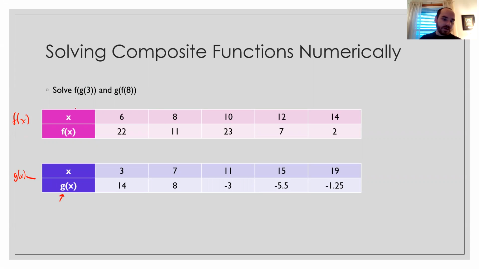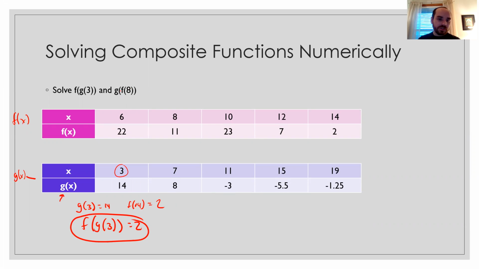So the first one, we want to start with g of 3. So when x is 3, g of x is 14. So g of 3 equals 14. So that means we want to solve f of 14. So we go up to our f of x function, look for 14. f of 14 is equal to 2. So f of g of 3 equals 2.